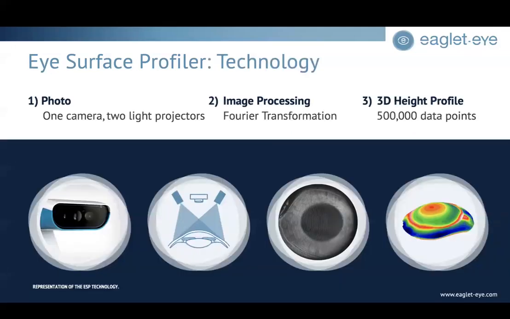Now, the ESP technology is based on Fourier transform profilometry. So it allows us to image the cornea and also the sclera. We use fluorescein that is put on the anterior surface of the eye, and I'll show you a video in a second here of exactly how it works.